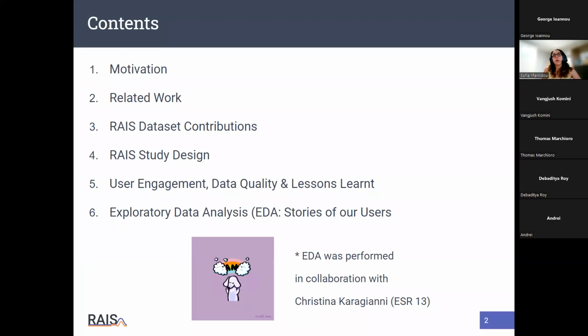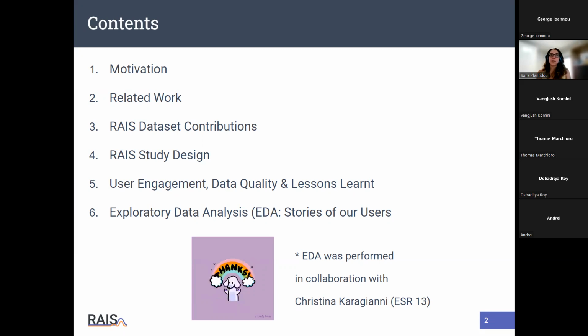Today, we're going to talk about the motivation behind the experiment, some related work, the contributions of the RAIS dataset, specifically how we designed the RAIS study, and then we're going to see some exploratory analysis with regards to user engagement, data quality, and the lessons learned from the whole process, as well as stories with regards to our users and what our data tells us about them.